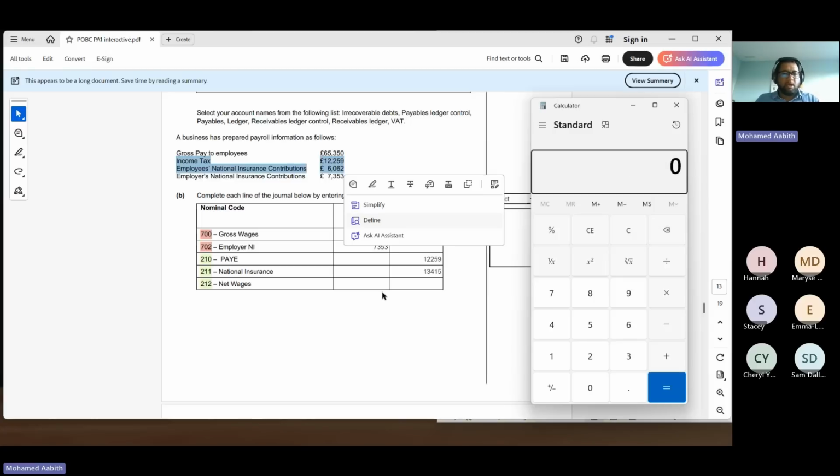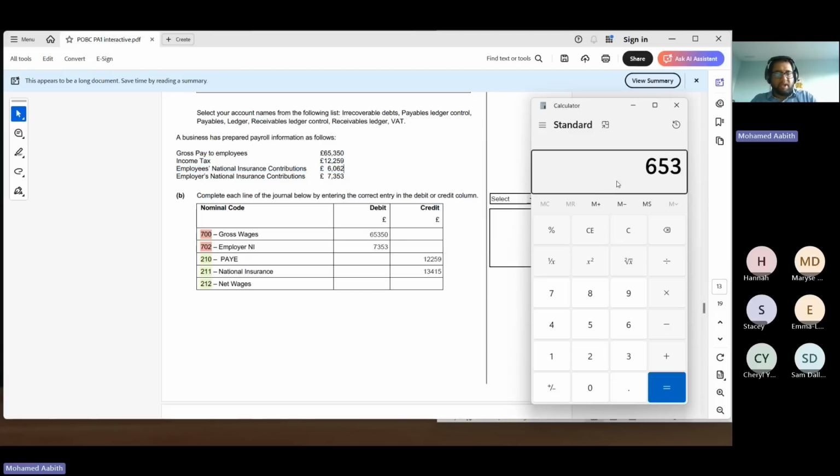So let's see here. What is the number we have now? It is going to be 65,350 minus 12,259 minus 6,062, which is giving me 47,029.